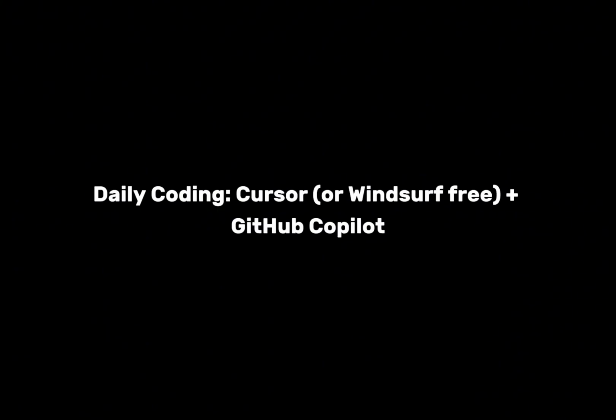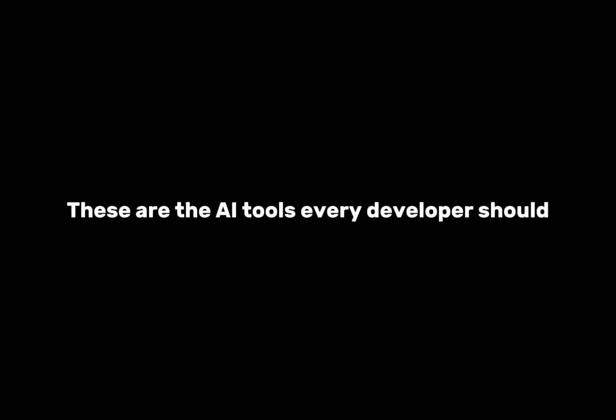My recommended developer stack. Daily coding, Cursor or Windsurf free, plus GitHub Copilot. Deep reasoning and review, Claude. Privacy and offline, Ollama plus Continue.dev. Prototyping, V0 plus Bolt.new. Automation, N8N. These tools together can realistically save 10 to 15 hours per week once you build the habits. These are the AI tools every developer should know and use in 2026. Start with 1 or 2, then expand your stack.